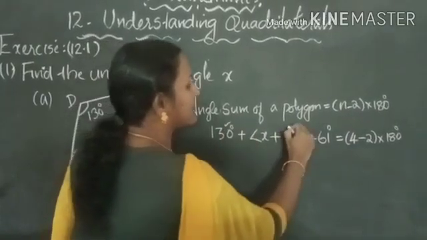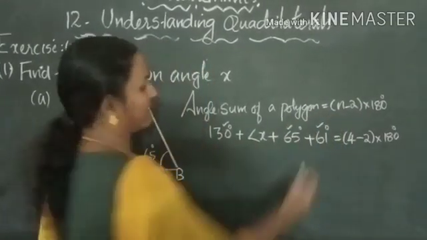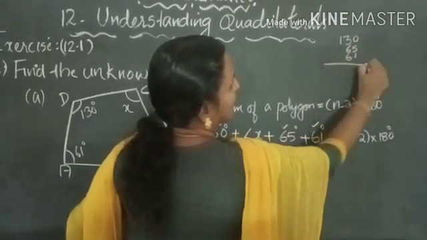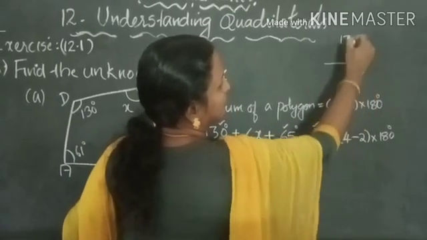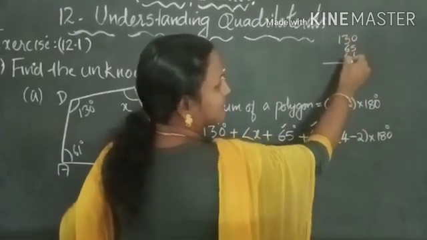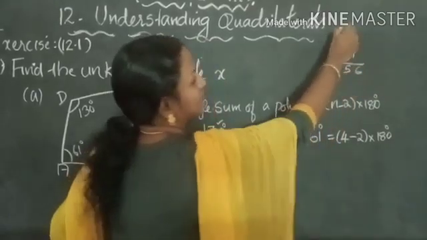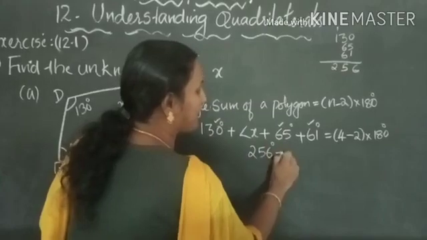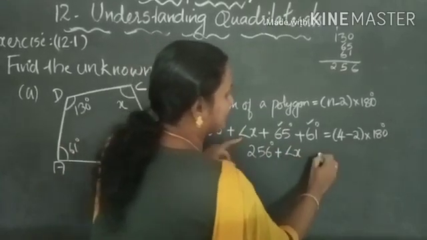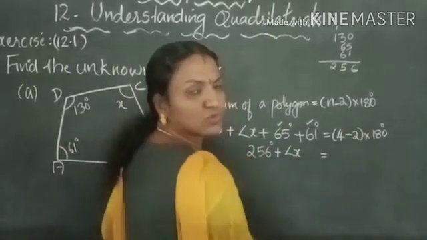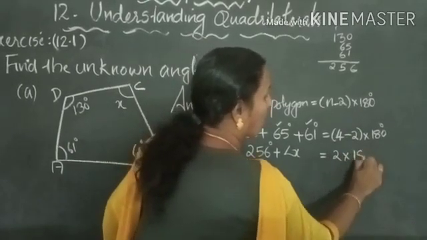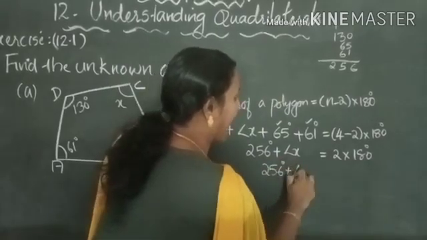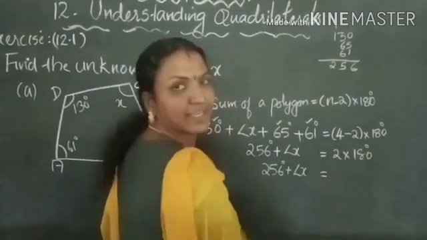Adding 130, 65 and 61: 5 plus 1, 6. 3 plus 6, 9. 9 plus 6, 15. Balance 1, 2. So 256 degrees plus angle x is equal to 4 minus 2, which is 2, into 180. Then 256 degrees plus angle x is equal to 2 into 180.